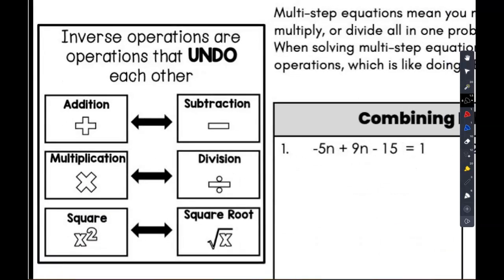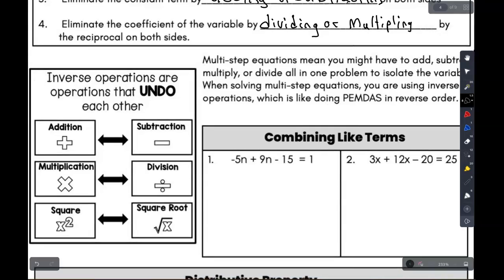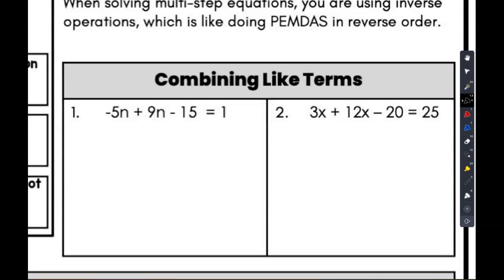Talk about the inverse operation, the undo each other. I like say doing the opposite. So if it says add, you subtract. If it says multiply, you divide. If it says square, find the square root, and vice versa. Okay. So I call it doing the opposite. They say inverse operations, all the same thing. All right. So let's take a look at a couple of these. These right here are just dealing with like terms.